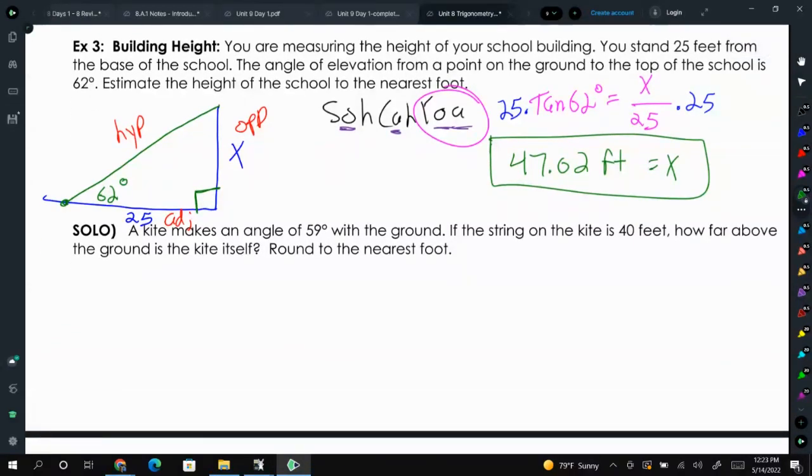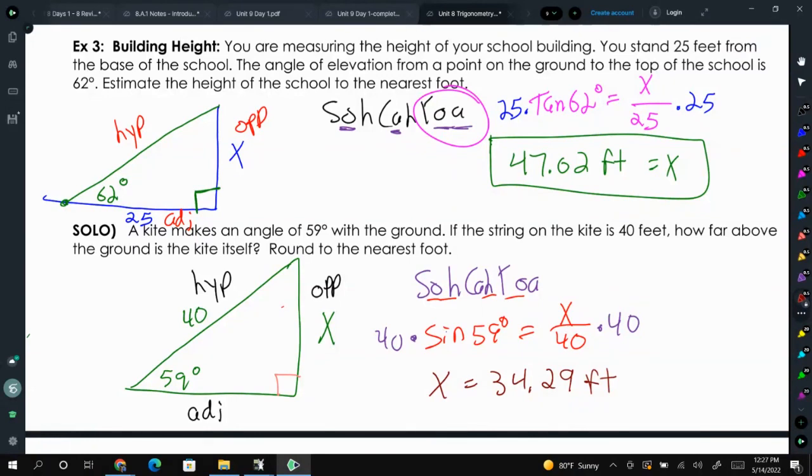All right, I'm going to let you guys try this last one. So pause the video, try it, and once you're done, unpause it, and we can make sure you got the right answer. All right, so here's a picture that I drew, and then the math, trigonometry, and you see that I got x equals 34.29 feet.